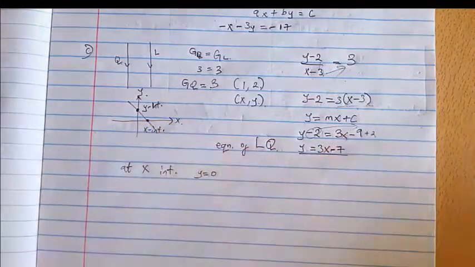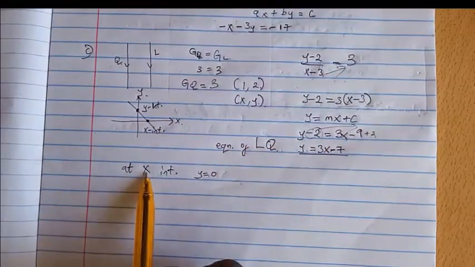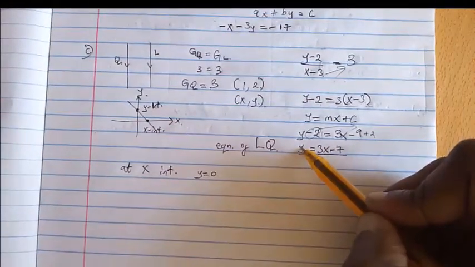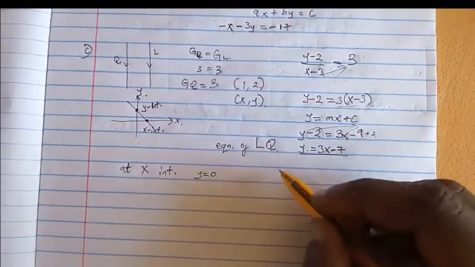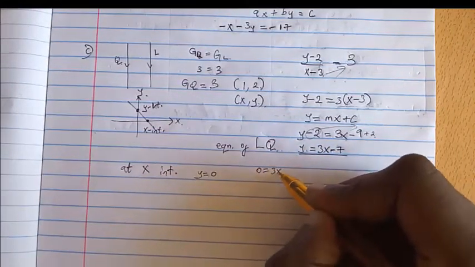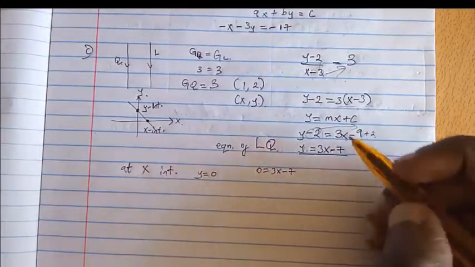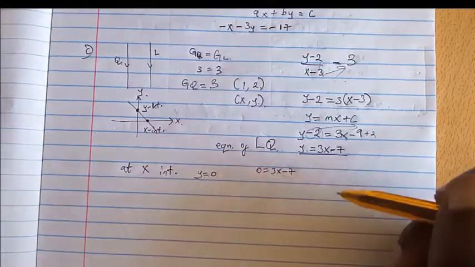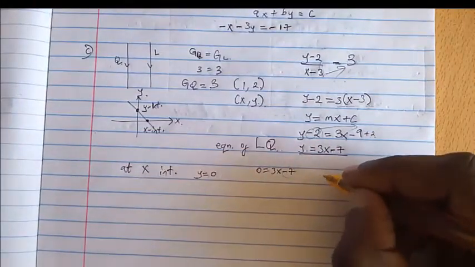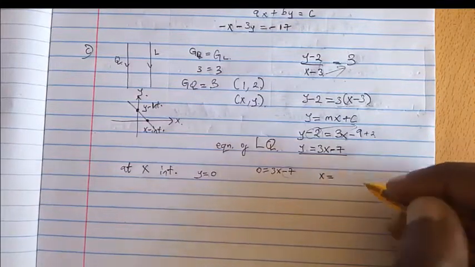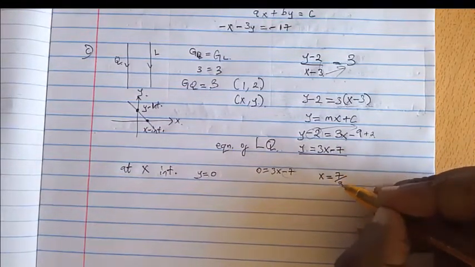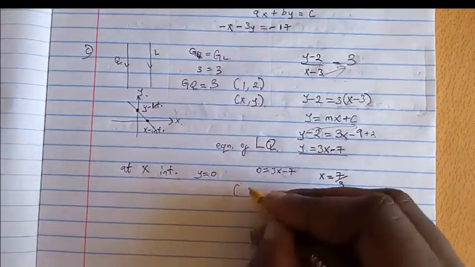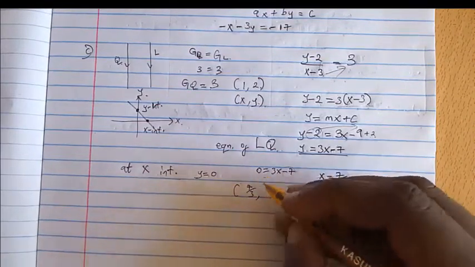So when I replace y with 0 here, what will be the value of x? So that will be 0 is equal to 3x minus 7. And therefore, I found the value of x. Therefore, x should be equivalent to 7 divided by 3. Therefore, the coordinates of the x-intercept will be x is 7 over 3 and y is 0. This is the correct format of writing the coordinates of the x-intercept.